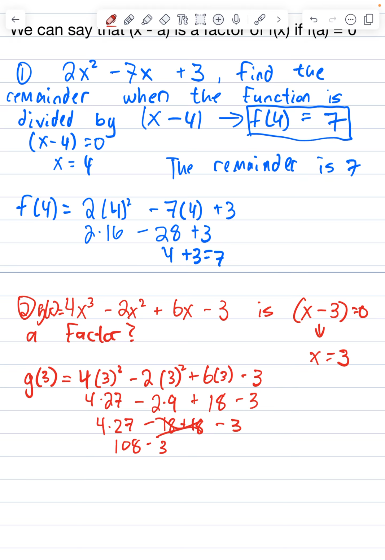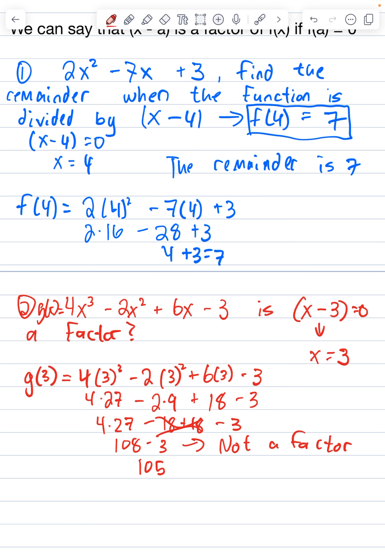I can confidently say it's not a factor, because 108 minus 3 is going to be a very large number. It's 105, so I have a remainder of 105. If I have a remainder of 0, that means it's a factor.